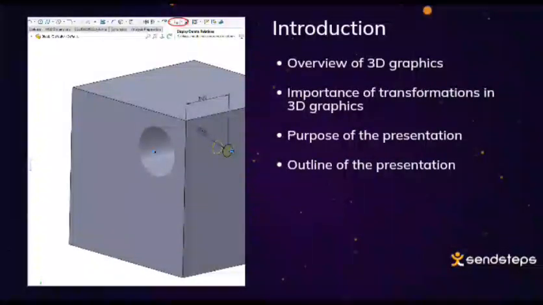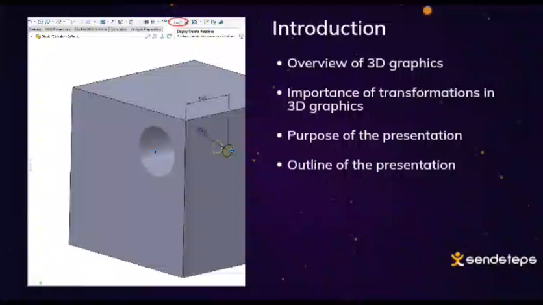Overview of 3D graphics. 3D graphics involves the creation of images using a three-dimensional representation of geometric data. By adding depth to objects, 3D graphics simulate reality more accurately than 2D images. Importance of transformations in 3D graphics.